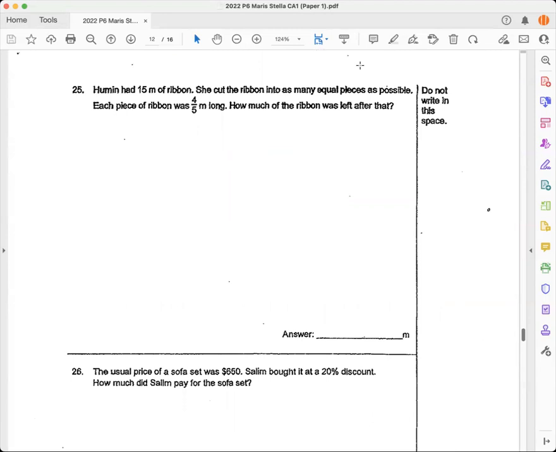So question 25, Hui Ming had 50 meters of ribbon. She cut the ribbon into as many equal pieces as possible. Each piece of ribbon was 4/5 meter. How much of the ribbon was left after that? So first of all, the ribbon is 15 meter, right? And each piece is 4/5 meter. So how many pieces can 15 meter cut? How many pieces of 4/5 meter can be provided by 15 meter?